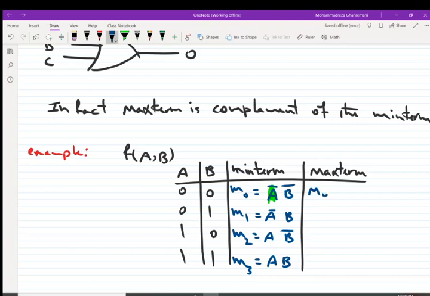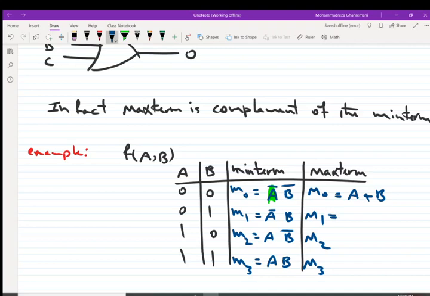Now maxterms, M0, M1, M2, M3. Which combination of A and B can be applied to an OR gate to yield a 0? Because A and B both are 0, we can say A plus B gives a 0. It's a maxterm.